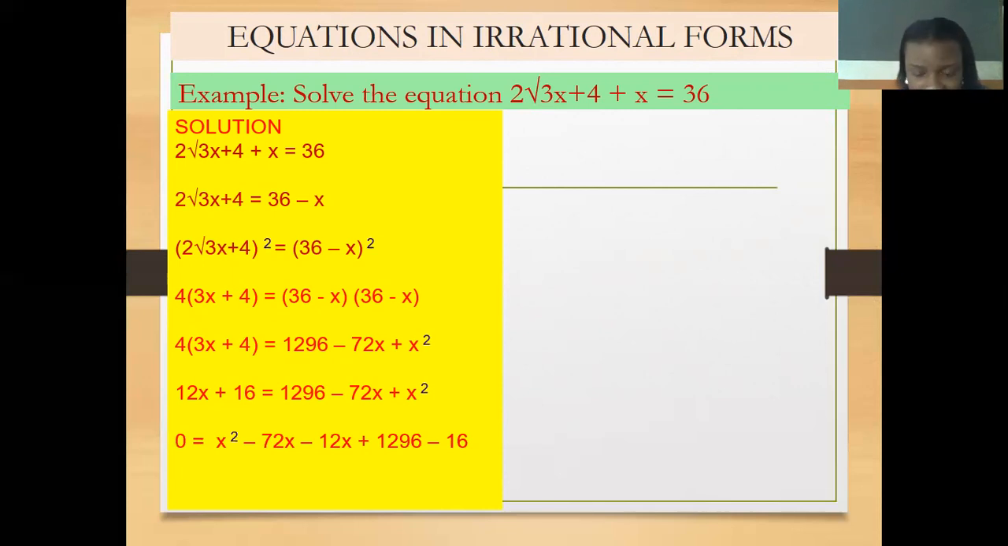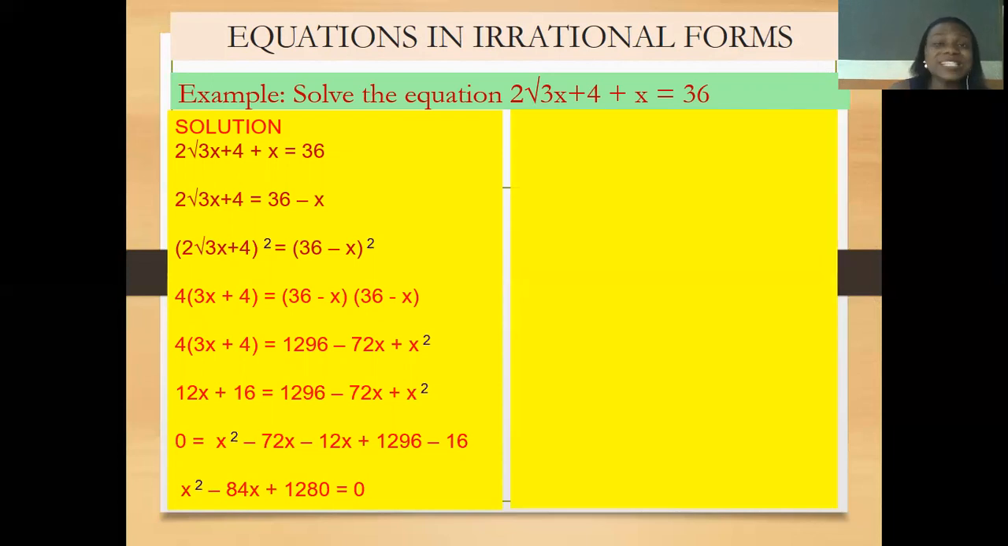So by the time we do this, we can rearrange and take the 0 to the right hand side. So we have x squared, now minus 72 minus 12 is minus 84x, and 1296 minus 16 is 1280. Okay? So step by step, one step at a time. If you don't understand anything, you could always go back and re-listen and see if it becomes clearer.